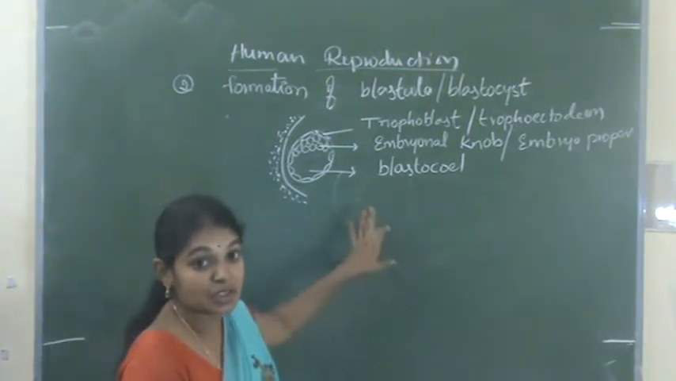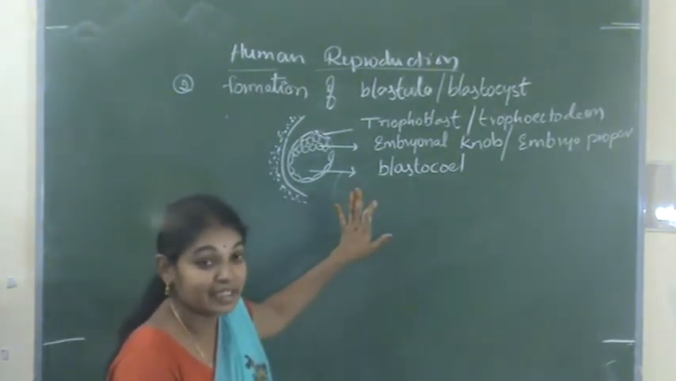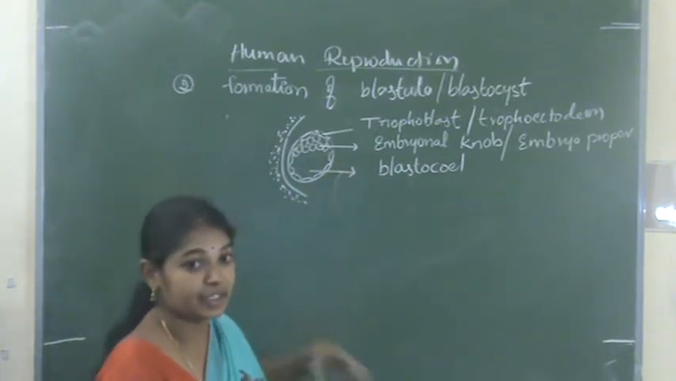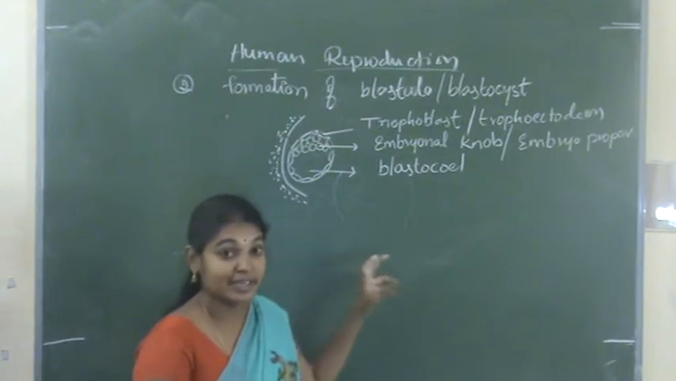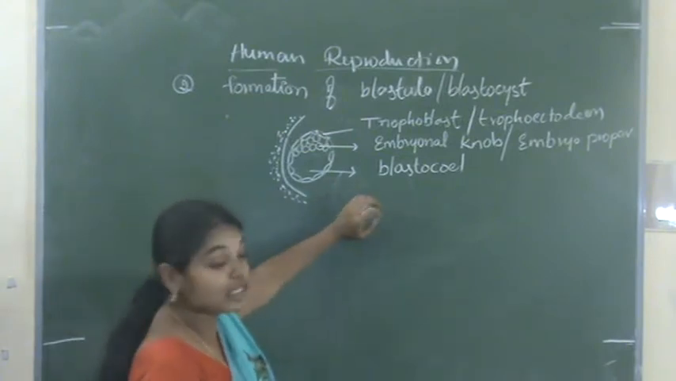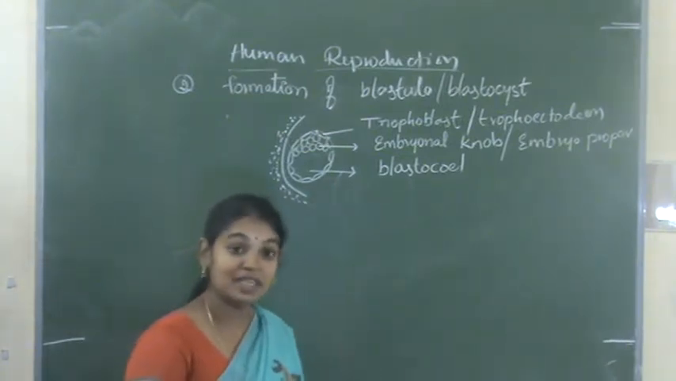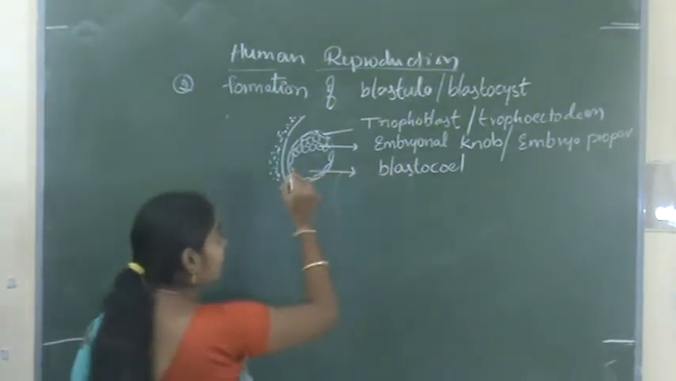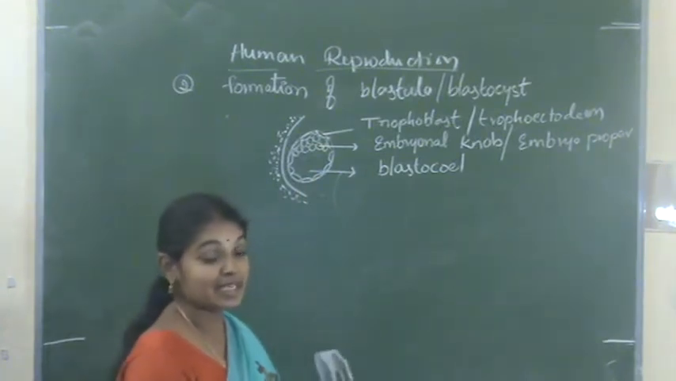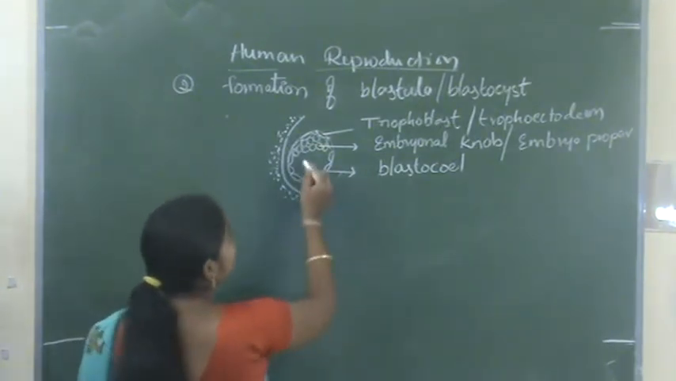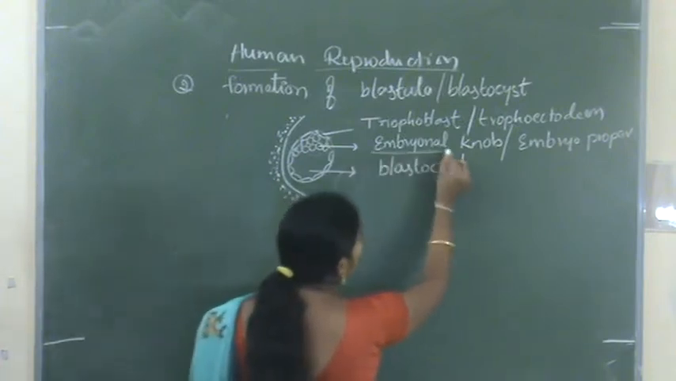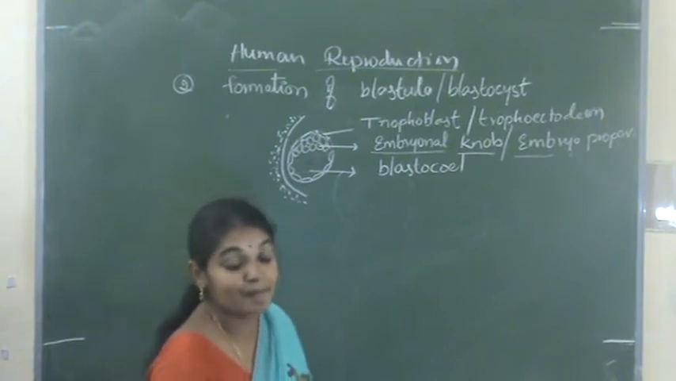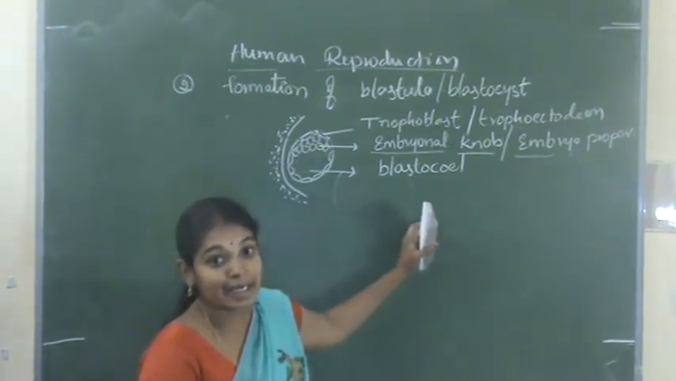So like this, the blastocoel is formed, by which the mouth or anus is formed. It is according to whether the animal is a protostome or deuterostome. Either the blastopore forms the mouth first or the anus first. And this blastocoel is a cavity present in the blastocyst. And here the embryonal knob, or embryo proper, is what gives rise to the embryo.